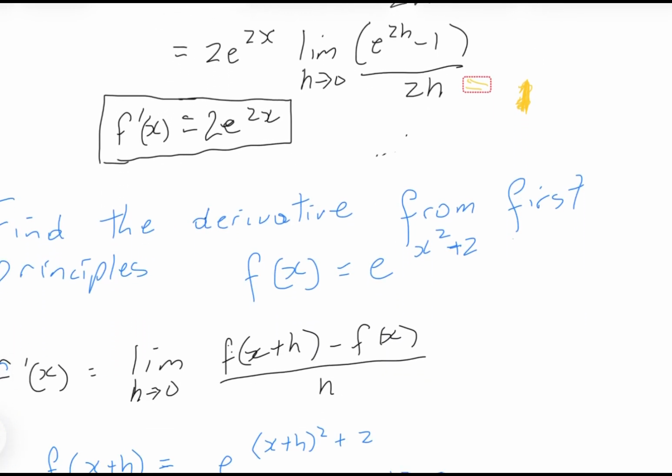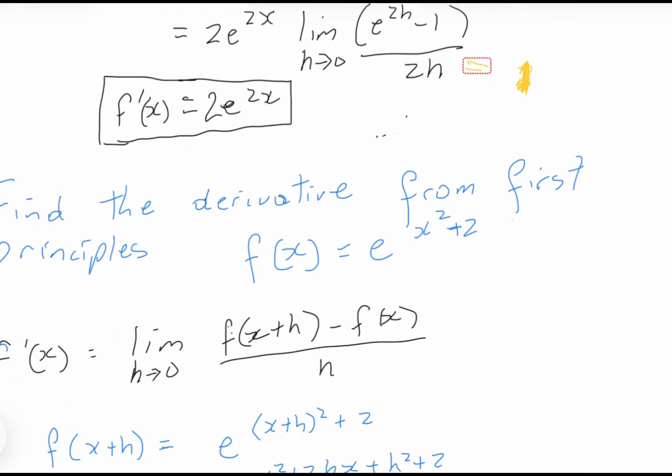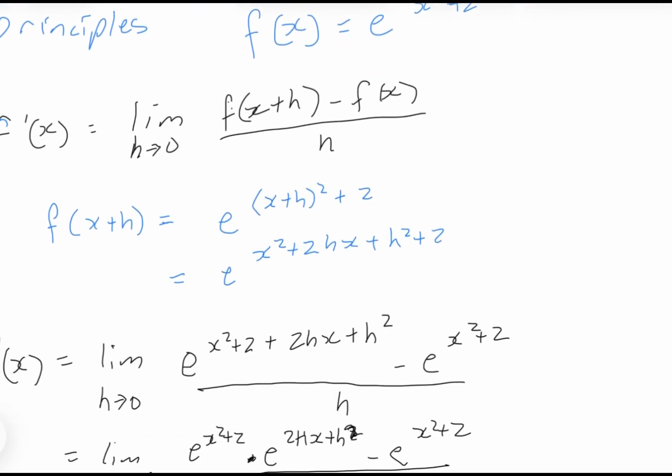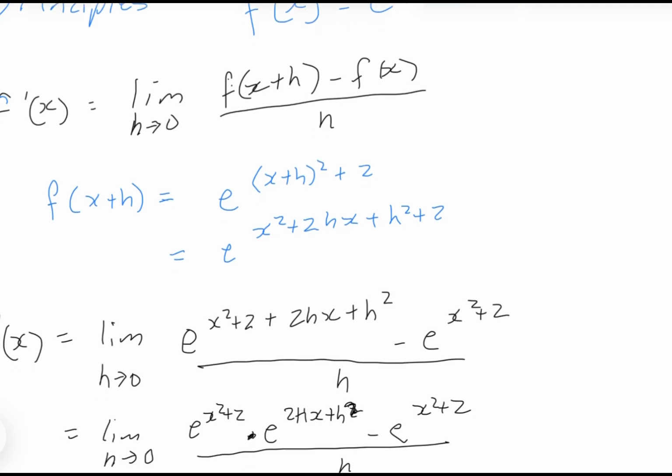All right, let's look at another example. All right, a little bit more complicated. Find the derivative from first principles of f of x is equal to e raised to the x squared plus 2. We're using the formula f prime of x is the limit as h approaches 0 of f of x plus h minus f of x all over h.